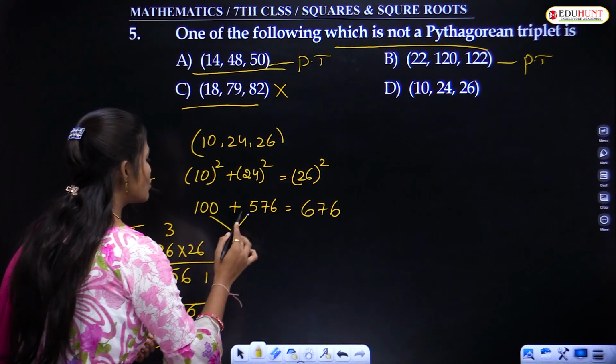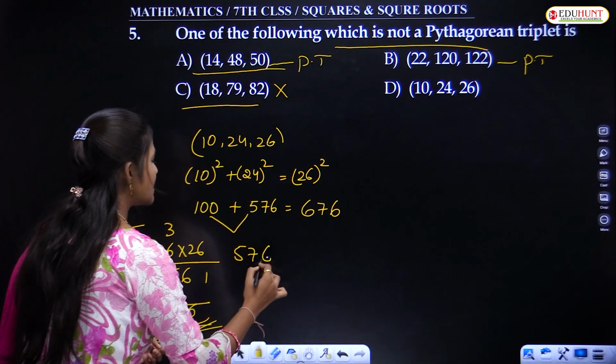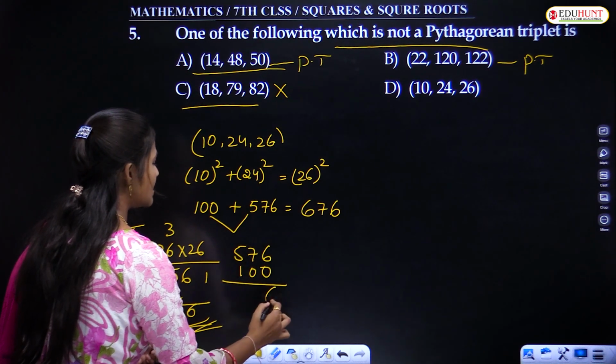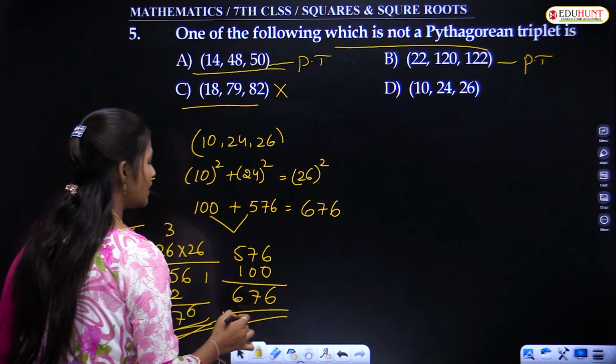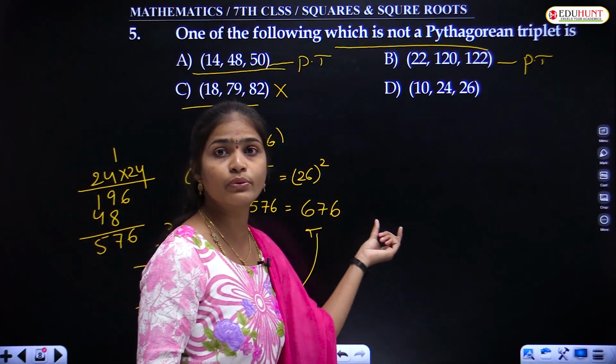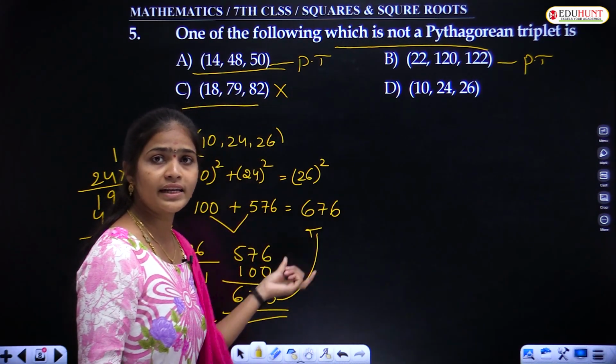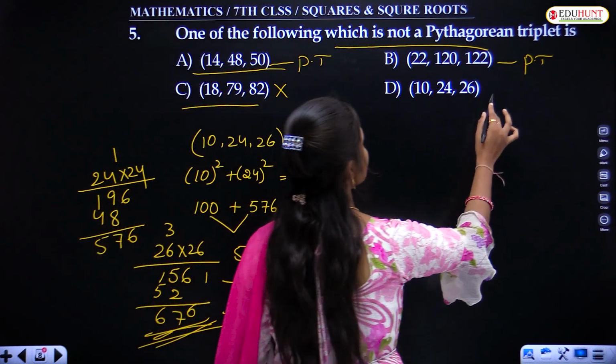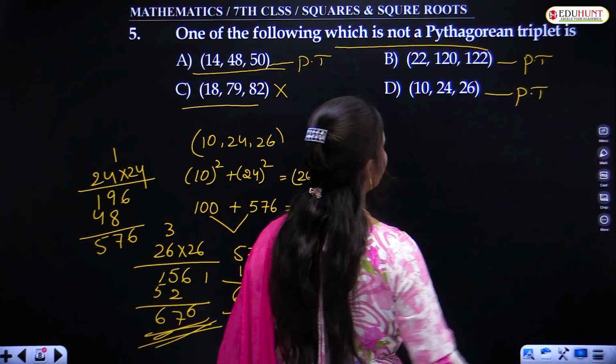Now add these two numbers, what will you get? 576 plus 100, 676. So here you are getting that the sum of the squares of the first two numbers is equal to the square of the third number. So it is satisfying. So this is also a Pythagorean triplet.